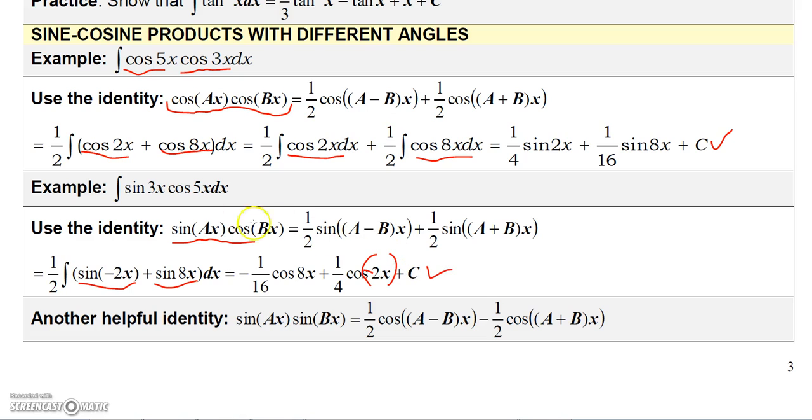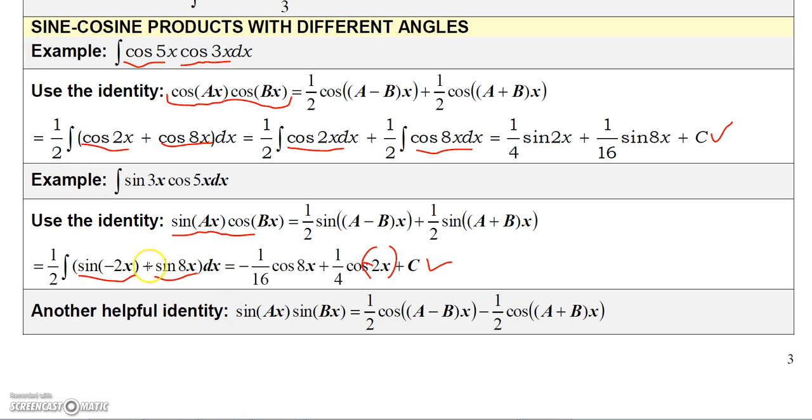So anyway, that's how you could evaluate integrals that involve products of sines and cosines with different angles. And at the very end here, you see there's another identity. Had you had an example that involved the product of a sine of an angle and sine of another angle, but I didn't work that case. But if you do have that case, then there's your identity that you would use.